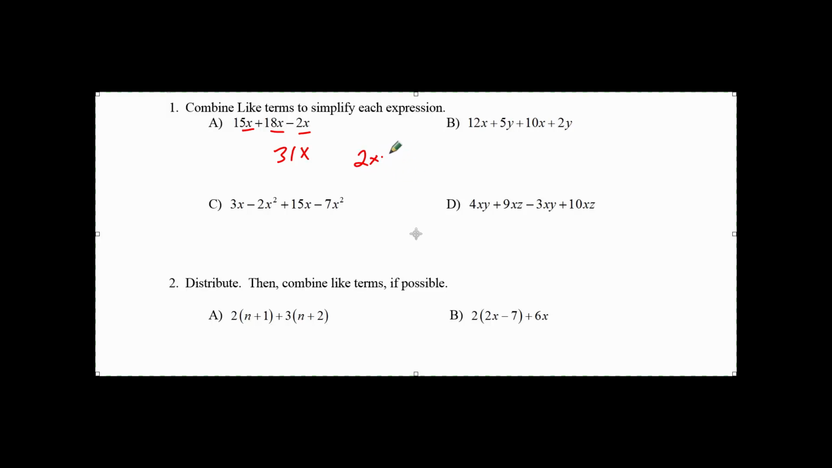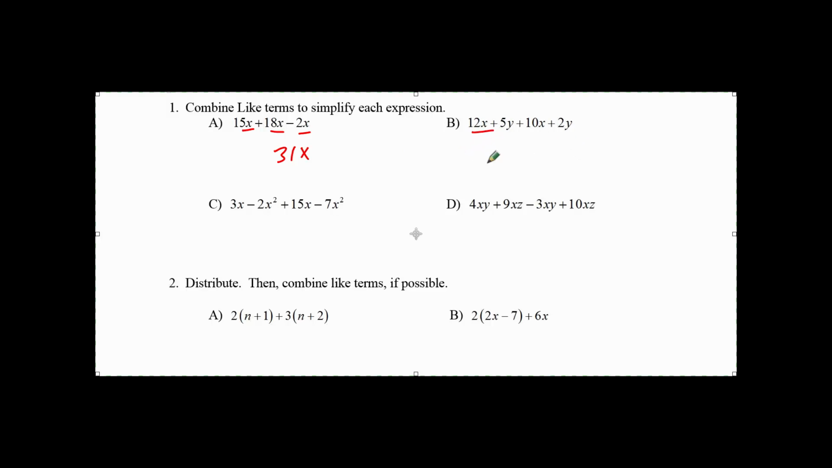2x times 3x. It's better with parentheses around them. That would be 6x squared. So we'll talk about rules of exponents later on, but right now, when we combine like terms, we just add up the numbers and then we don't mess with the exponents.